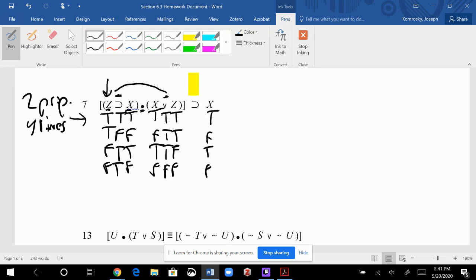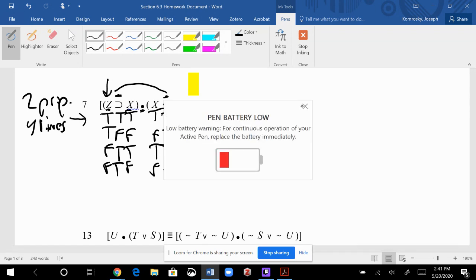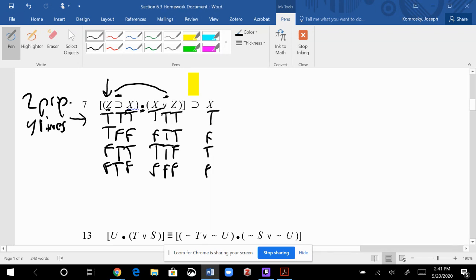I'm just going to do this. So I have a true and a true. And on my conjunction, the only time I can get a true value is when both sides are true. So I got true, false, true, false. Then I'm going to put it around this one. And I know now that my main operator is this little horseshoe right here.